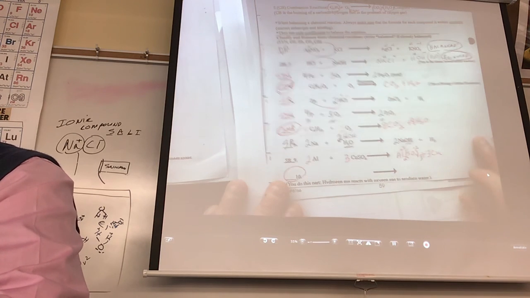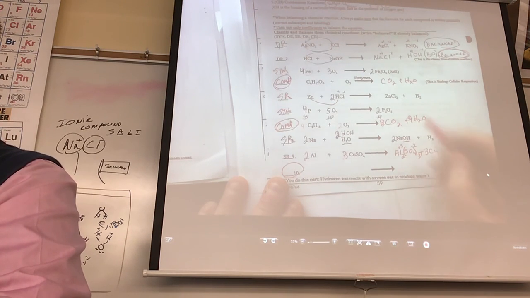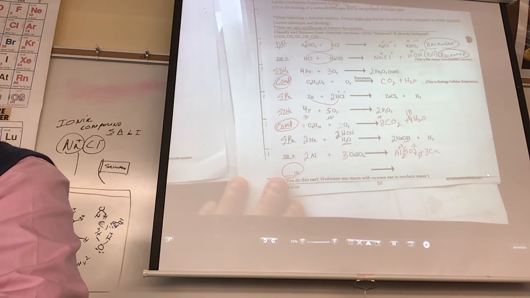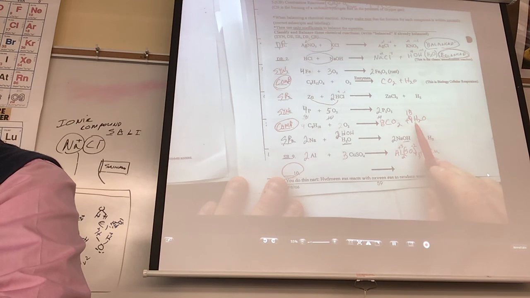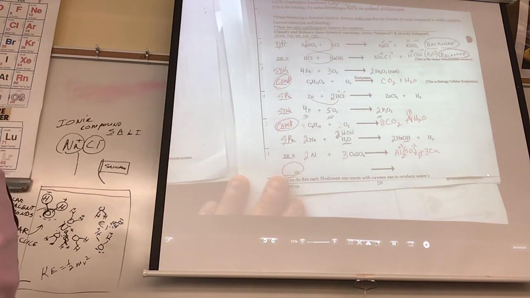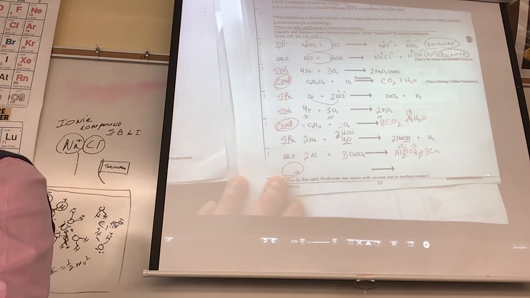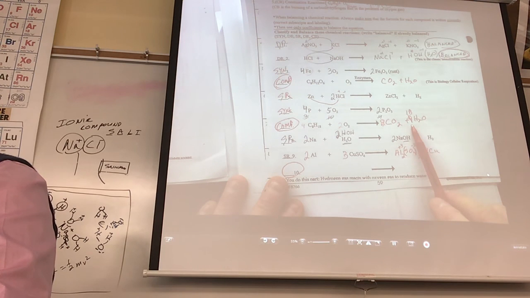So what's the trick? See that 9? Double it. Now try it. Ready? Everybody put an 18 in front of that water. Now try it. So trick number 4. In a combustion reaction, if it looks like they're trying to force you to put an odd number in front of the water, don't do it.